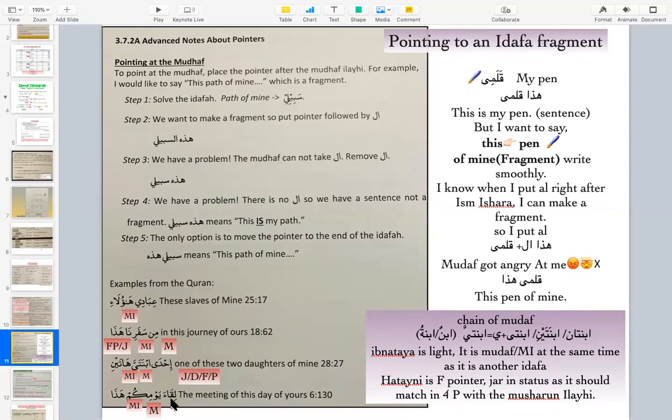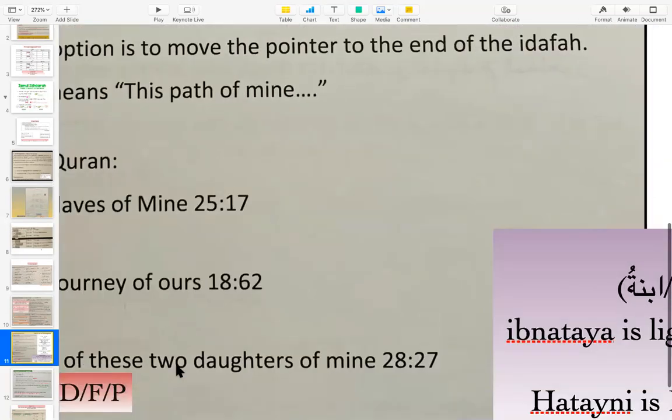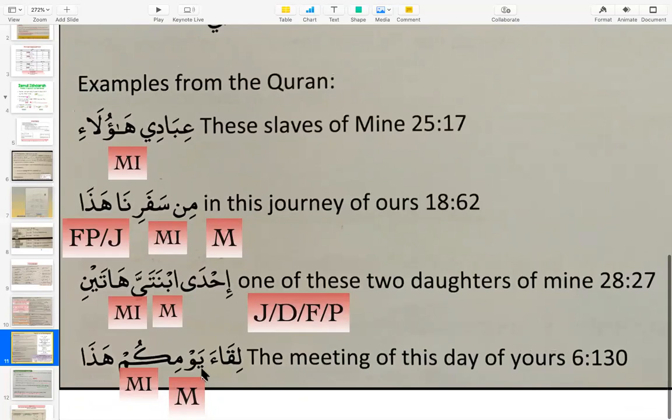Then we have another example, liqa'a yawmikum haza, that we did in Surat Sajda, right? So Allah subhanahu wa ta'ala was saying that, since you forgot the meeting of that day in the worldly life, I am going to forget you today on the day of judgment. So this is the ayah. So now liqa'a, meeting of, because liqa'a is light, and yomi is jar, that makes it our idafa fragment. So liqa'a is our mudaf, yomi is our mudaf ilayhi, then yomi again is our mudaf, and kum is our mudaf ilayhi.